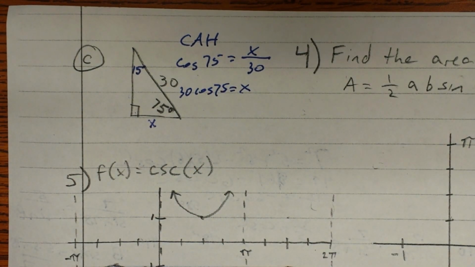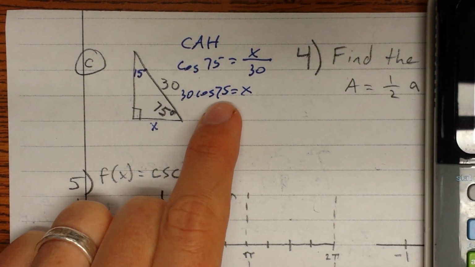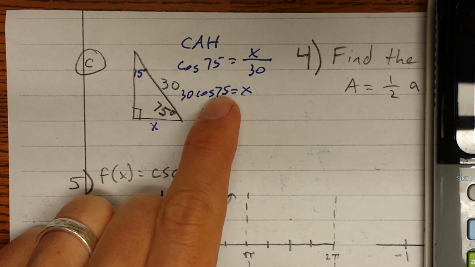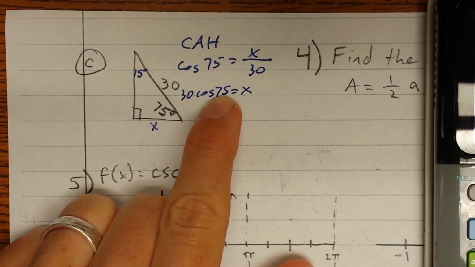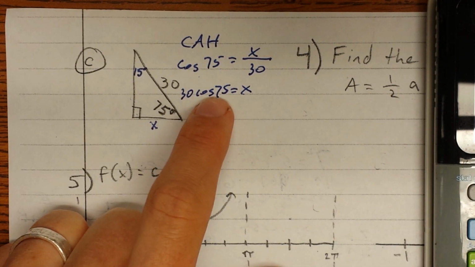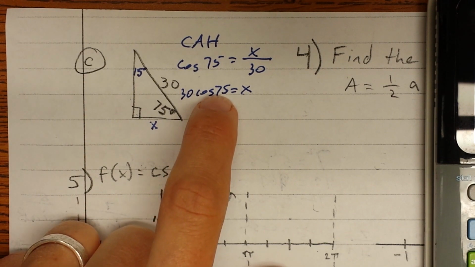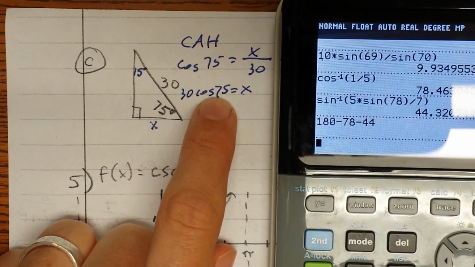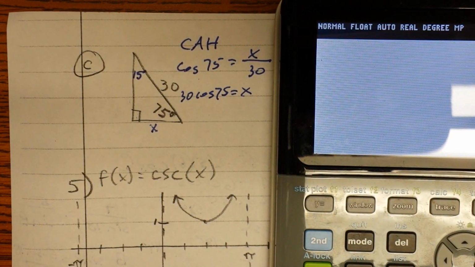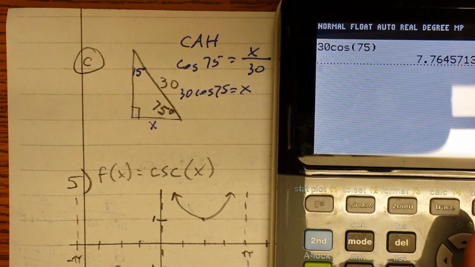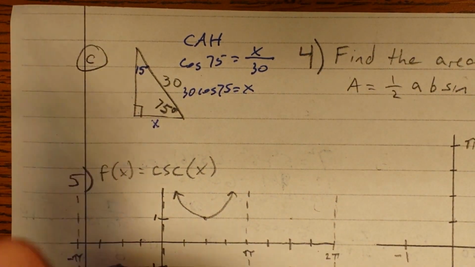Now, for those of you who are in class today, you know that you can find the cosine of 75 by finding the cosine of 30 plus 45 and using the angle sum formula. But here, it's going to be good enough to use a calculator. So, 30 times cosine of 75 is 7.8.